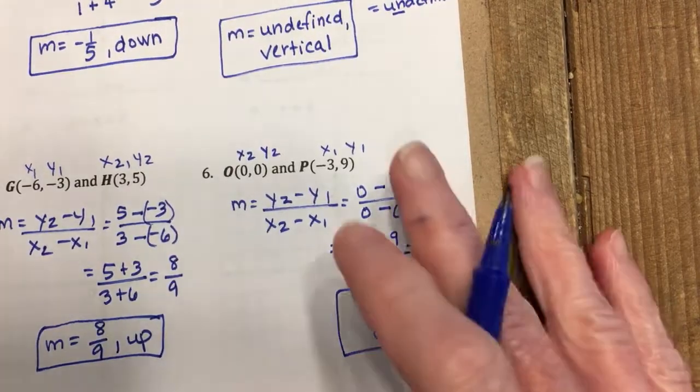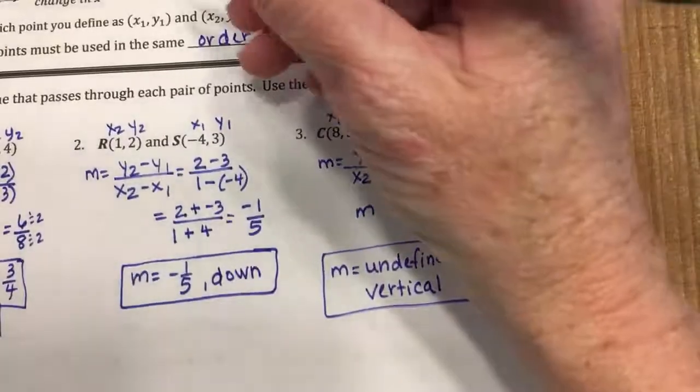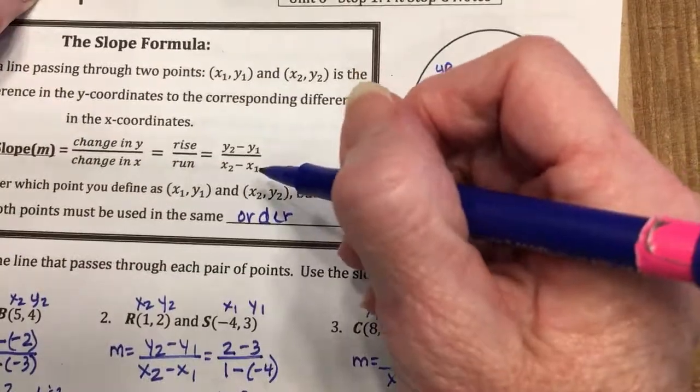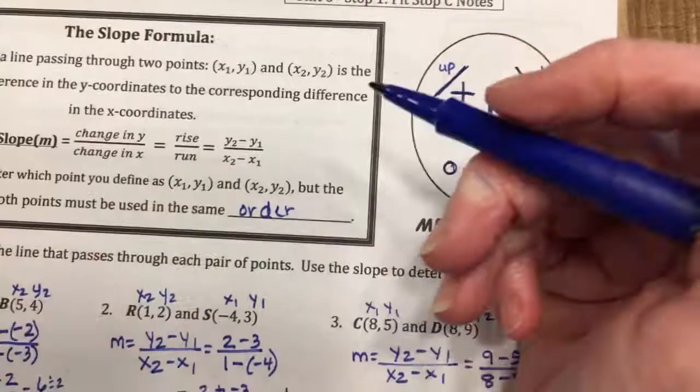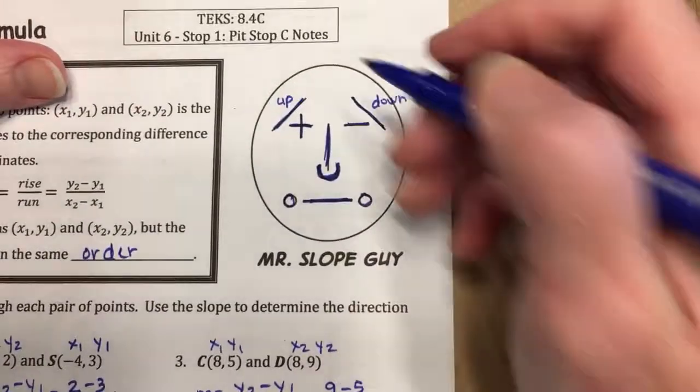Okay, so that's slope. Slope formula, again, y2 minus y1 over x2 minus x1. Just keep those points in the same order and keep looking at the slope guy.